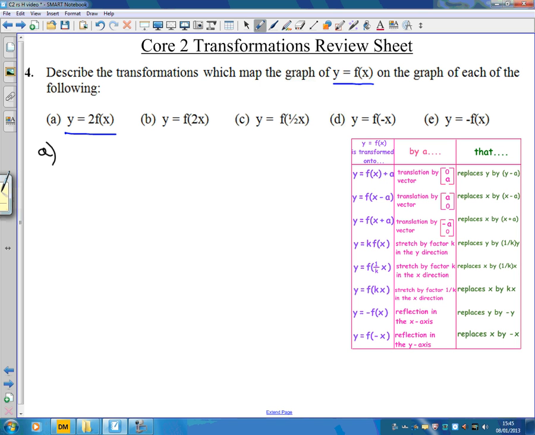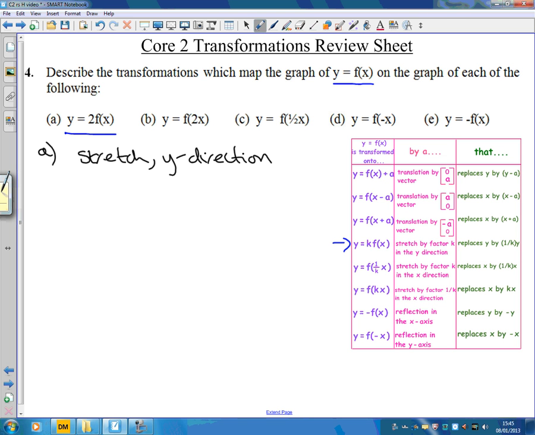Well, what's happened? The equation's been multiplied. So when we multiply by a number, that's a stretch. So let's have a look and see a stretch. Now, in this case, the number we've been multiplied by is outside of the function. That means it's the y direction. That's this line here, for those of you who've got this table. Okay, so it's a stretch parallel to the y-axis.